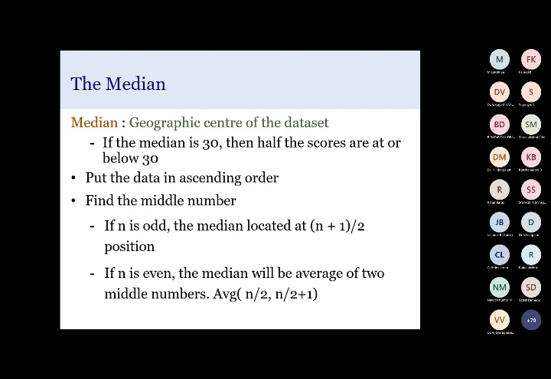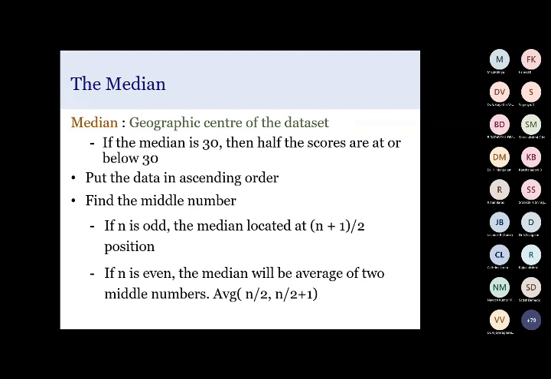The next one is the median. We all know that it is the center value. When you want to calculate the median, first of all, we have to arrange the data in ascending order. Then we have to identify the middle. If you have an even number of values, you take the median as the average of the middle two values. If n is odd, you take the middle value.